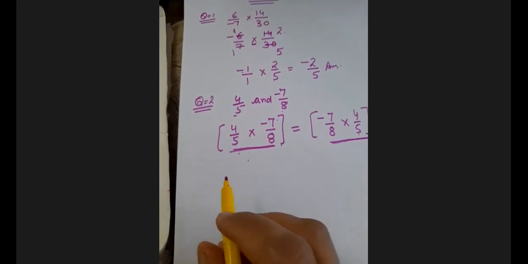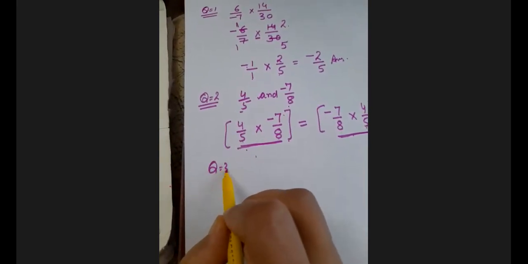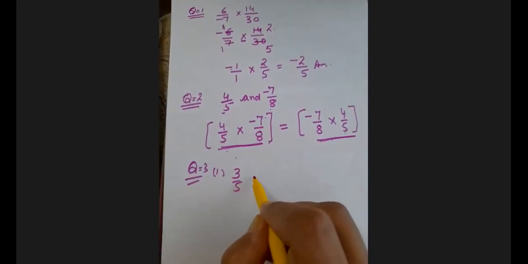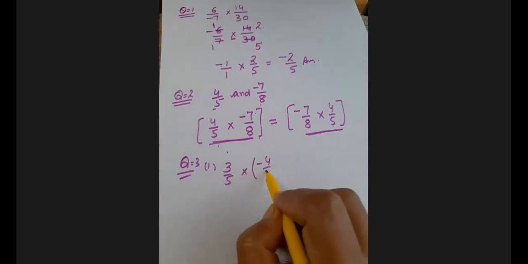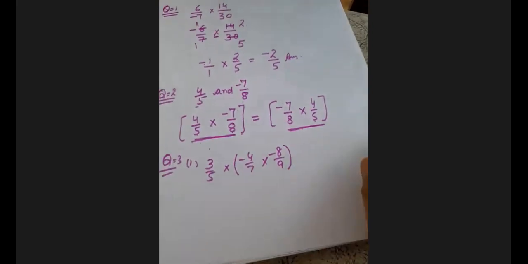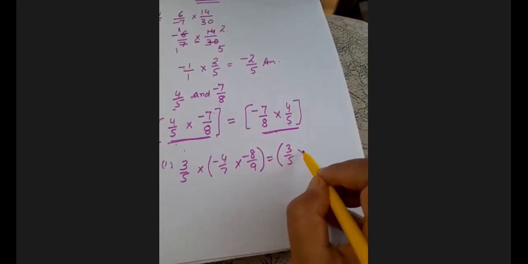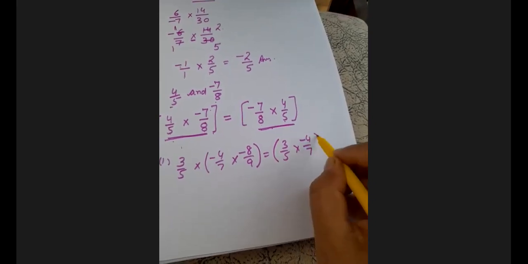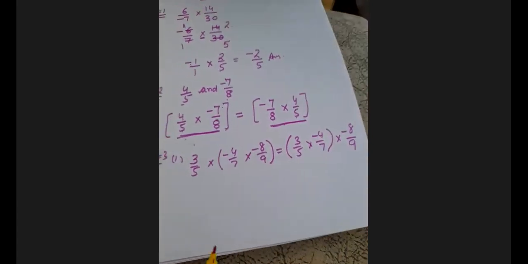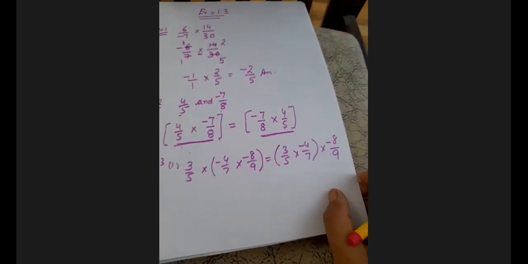Next is third question. Verify and name the property. Question number third, first part. Now your statement is 3 upon 5 multiply minus 4 upon 7 multiply minus 8 upon 9 is equal to 3 upon 5 multiply minus 4 upon 7 multiply minus 8 upon 9. Now students, your statement is verify and name the property.